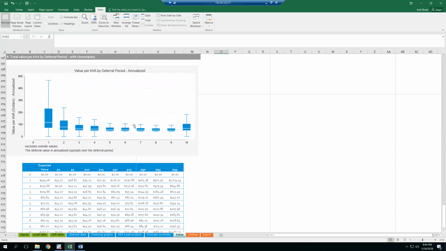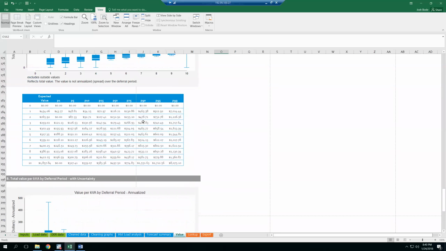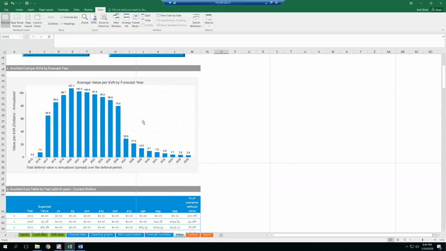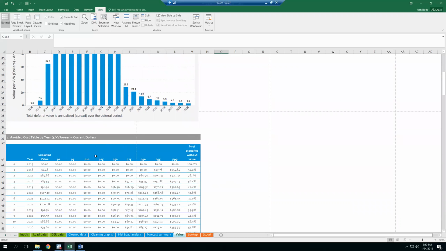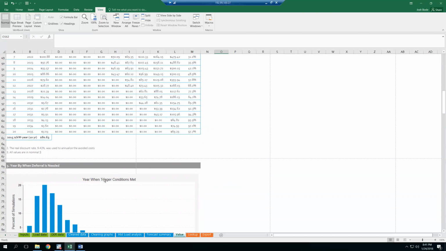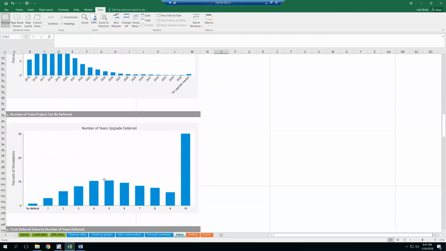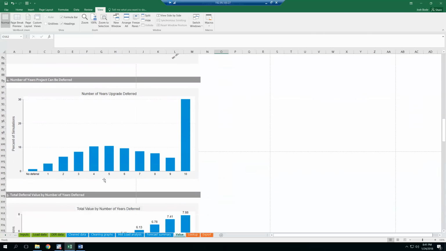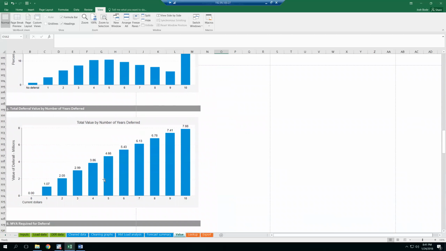So to recap, the bottom ones are more complicated, but at a very high level, we have a few quick summaries. We have a summary of here's the value of deferral per kVA, which is a key element in terms of decision making. And then we have information about when deferral will be needed and what the risk is, what the length of deferral could be, and what the probability is of different lengths of deferral based on what we know. And here's the value tied to different amounts of deferral.